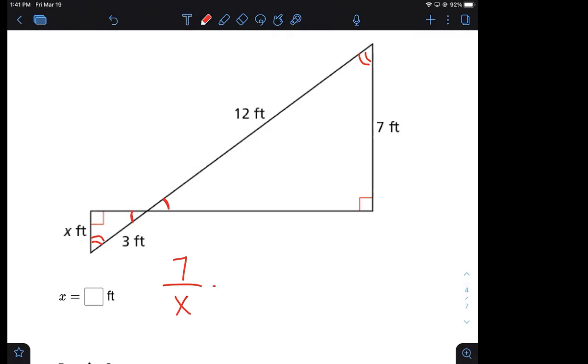Okay, let's go back to the big triangle. We have to use 12, right? And it's between the 1 mark and the 2 mark. So on the other triangle, Jocelyn, what's between the 1 mark and the 2 mark? 3.